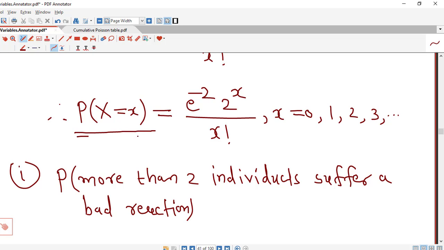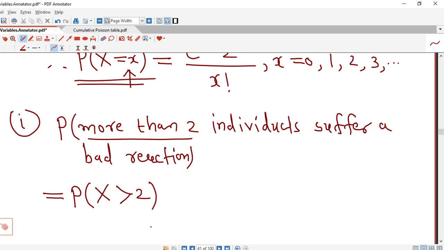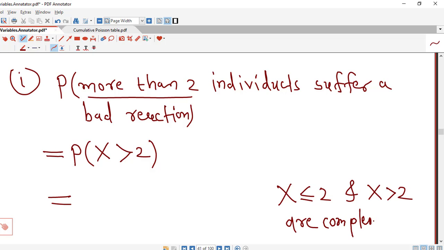So this is the probability of x individuals who suffer a bad reaction. So here our value of small x is more than 2, that is here capital X is strictly greater than 2, because the number of individuals who suffer a bad reaction is more than 2. So we write capital X greater than 2, and we know that capital X less than or equal to 2 and capital X greater than 2 are complementary events.